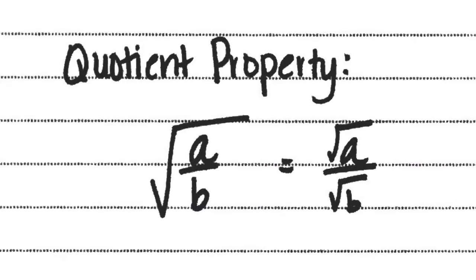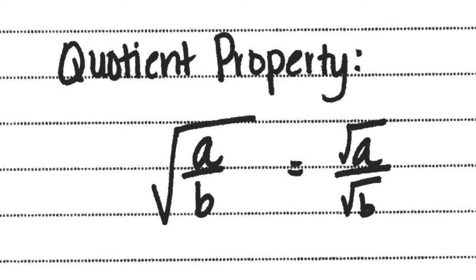The quotient property is just like the one with multiplication, except it is division. Notice that the quotient property says that if I have the square root of a over the square root of b, I can separate those just like I did with the multiplication. So we're going to start using these a ton. This whole chapter is very, very, very important.